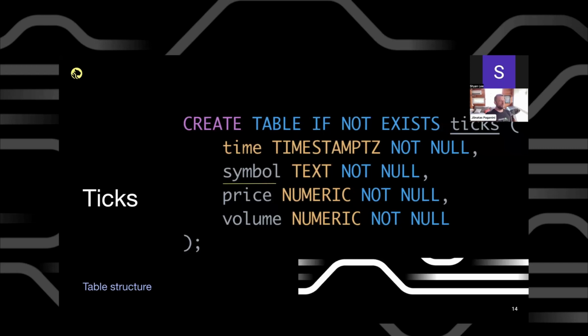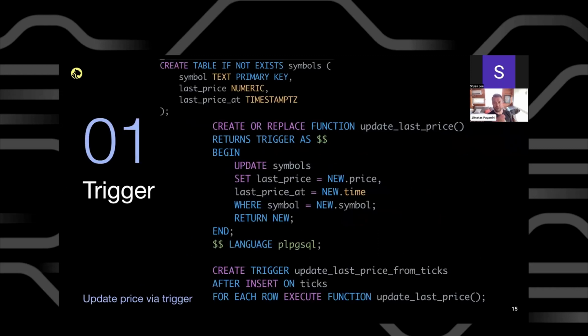So this is the ticks table. This is a very simple table, and you can see here the symbol. The symbol is just a text. It doesn't contain anything special. And now with the trigger, we end up creating a new table named symbols. And this symbols table is our metadata table. It is a very simple, straightforward table that will be like a materialized view for us. It will just contain a subset of records, where symbol is the primary key, and then you have last price at to know the timestamp of the last price.